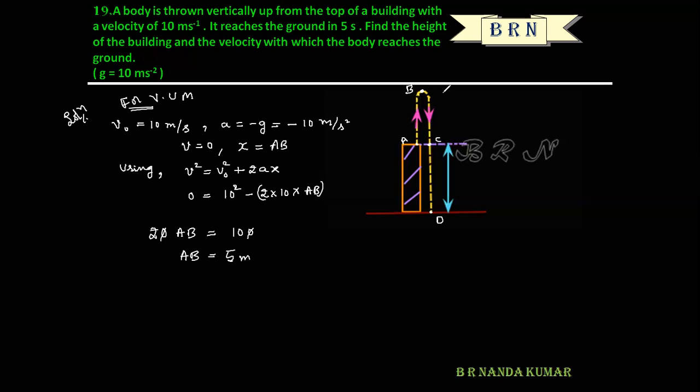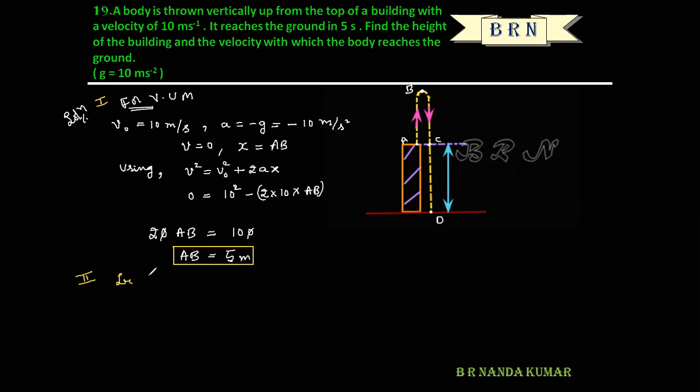AB is equal to 5 meter. So this is the distance covered by the body if it travels from point A to point B. So what is the time taken by the body to travel from point A to point B? That can be calculated by using the first kinematic equation.